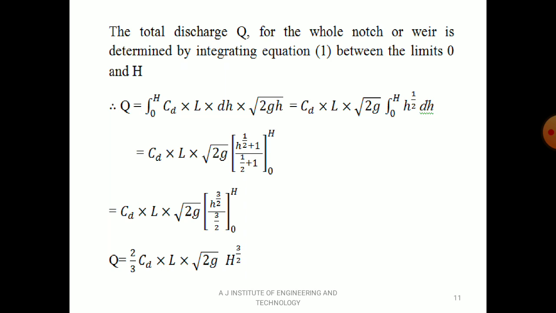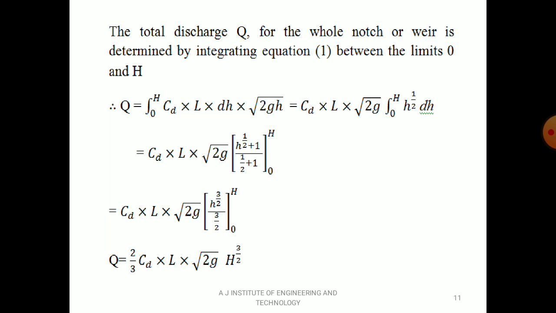So that is equal to CD into L into square root of 2g into the integration of h to the power 1 by 2, which becomes h to the power 1 by 2 plus 1, divided by 1 by 2 plus 1, with the integration limit from 0 to H. Now that is equal to CD into L into square root of 2g. Now h to the power 1 by 2 plus 1 becomes h to the power 3 by 2. Similarly, the denominator 1 by 2 plus 1 is 3 by 2. So the integration limit is from 0 to H.